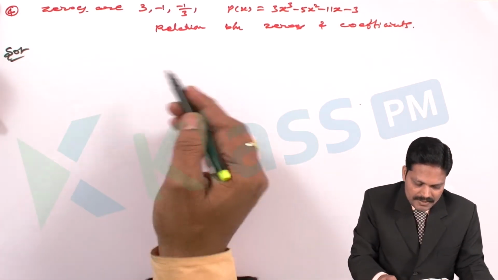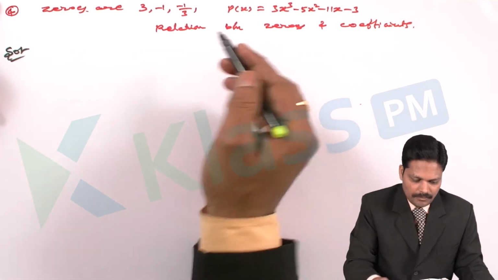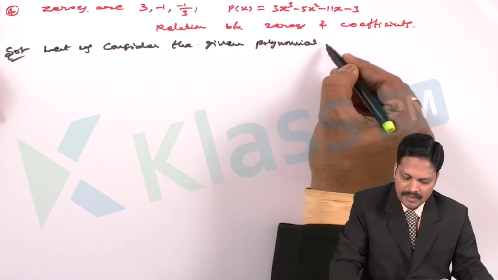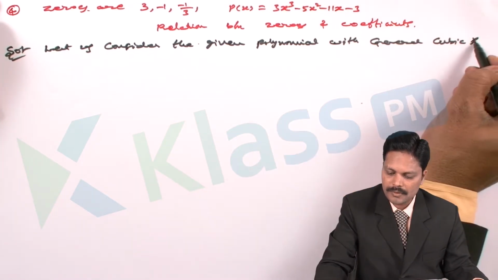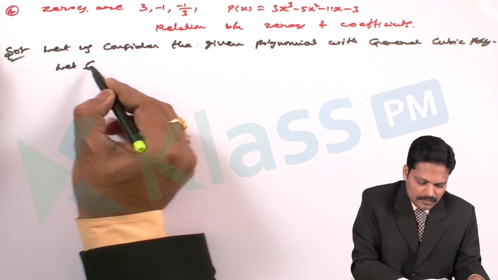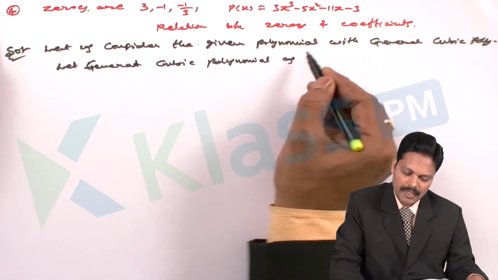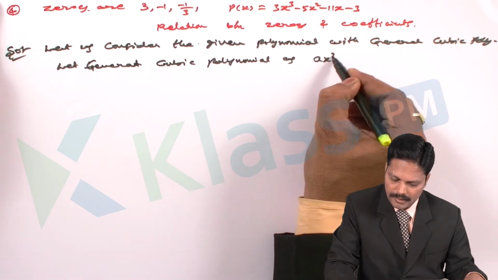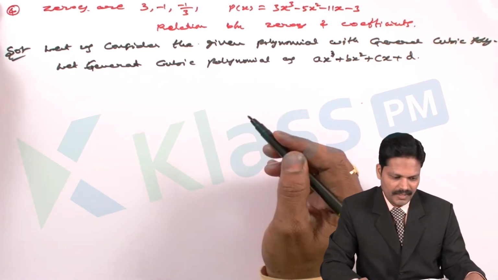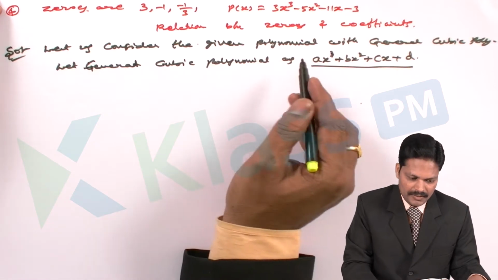How? Let us compare the given polynomial with our general cubic polynomial. I am taking the general cubic polynomial as ax cube plus bx square plus cx plus d. This is the general cubic polynomial. We need to compare the values here.